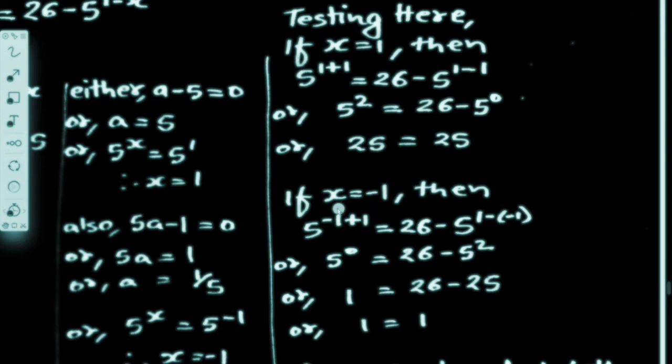From the second value, if x equals minus 1, then 5 power minus 1 plus 1 equals 26 minus 5 power 1 minus minus 1. Minus 1 plus 1 comes 0, so 5 power 0, which is 1, equals 26 minus 5 power 2, since minus into minus is plus, 1 plus 1 is 2. 5 power 2 is 25, and 26 minus 25 is 1, so 1 equals 1. It means both values satisfy the equation: x equals 1 and x equals minus 1 both satisfy our equation. So our required answer is both.